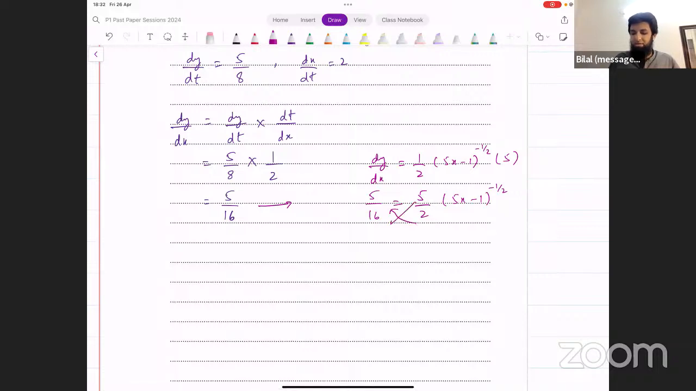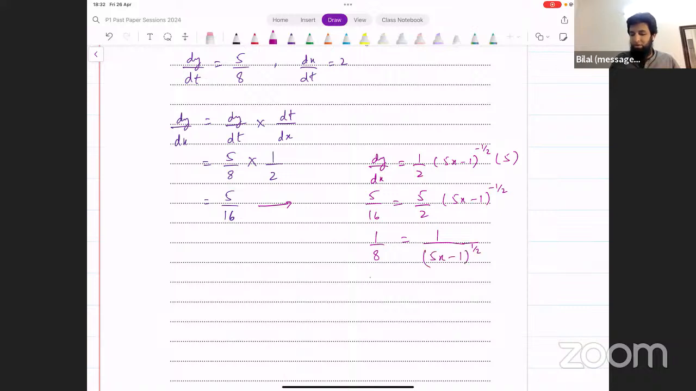Let's take this there and this there as well. And that gives you 1/8 equal to 5x minus 1. Let's write this in the denominator because the power is negative. And if we write this in the denominator, the power becomes positive.